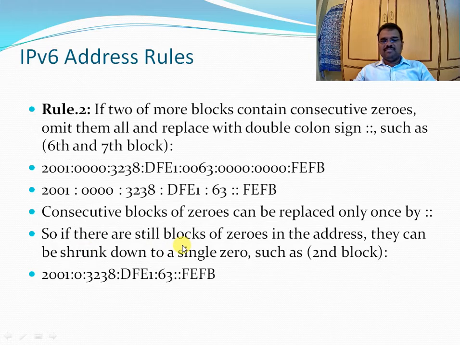So if there are still blocks of zeros in the address, they can be shrunk down to a single zero, such as the second block, this one. So the second block is 0, so we are shrinking to only a single zero. We are discarding leading zeros in this block. We are replacing the leading consecutive all zeros by separate colons. Still there are zeros, that's why instead of these 4 zeros, we are indicating only 0. That is nothing but writing the address as per rule 1 and rule 2 of the IPv6 address rules.